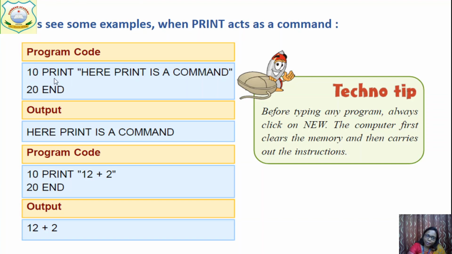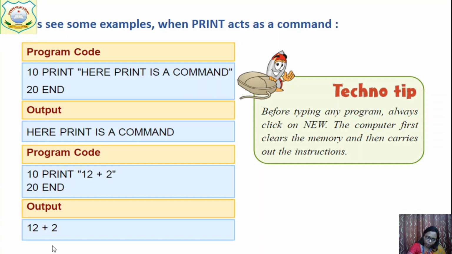Just simply write the line number, print, and whatever you want to print, you just write here, in between double quotes. Double quotes are necessary, otherwise it will give you a syntax error. If you want to print any equation, then also we will write it between double quotes. See, here it is written as 12 plus 2. It is written in between double quotes.